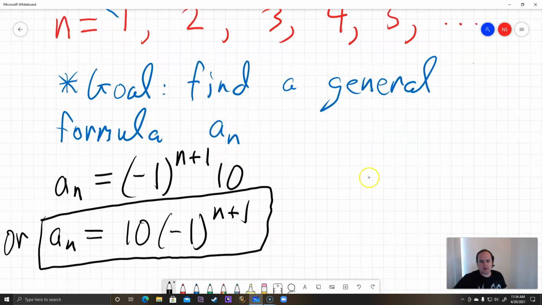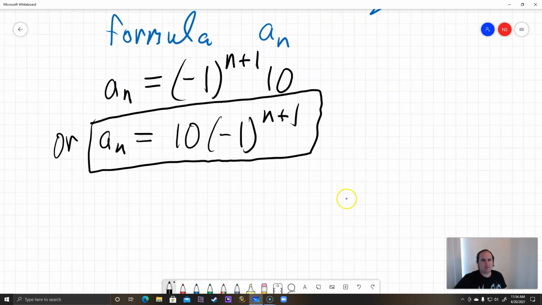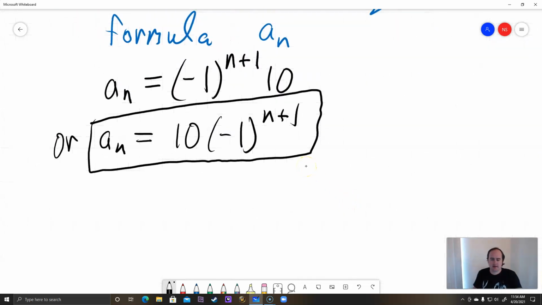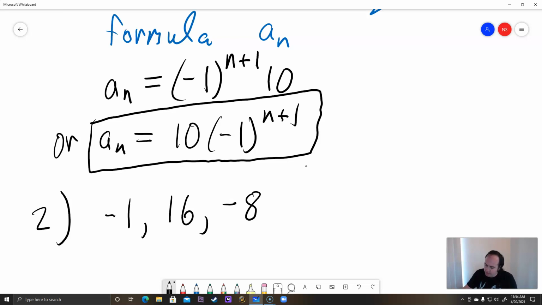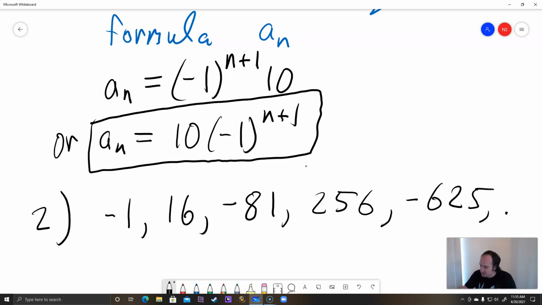Okay, so let's take a look at another problem. So that was our formula that we got there. Now that one was pretty easy. I'm not going to lie, these can get harder. So for problem number 2, our sequence is negative 1, comma, 16, comma, negative 81, comma, 256, comma, negative 625, comma, dot, dot, dot.